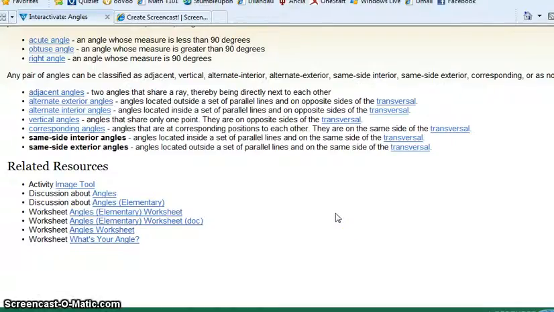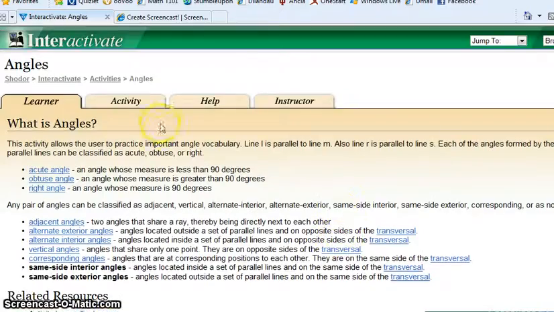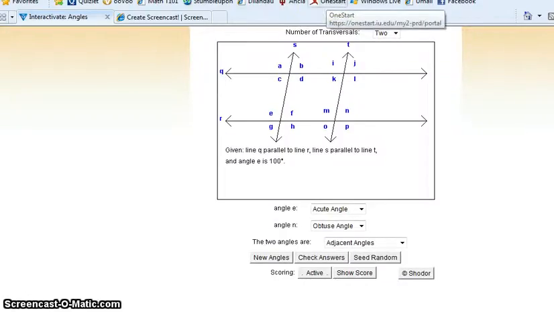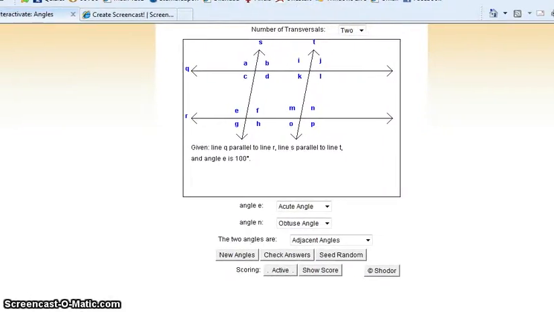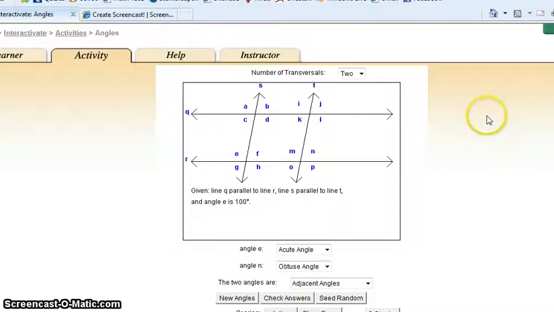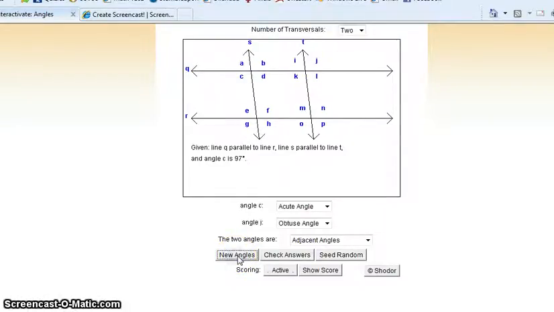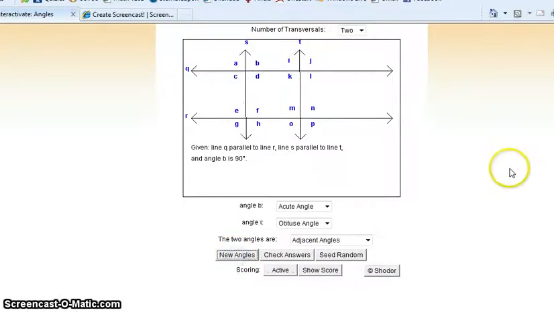Next, I would like for all of you guys to follow up this reading by going to the activity tab, which, if you look, it's just the second tab right here. And for this, I just want you guys to basically just do the activity, and I want you guys to practice your angles and see what they look like for different problems. There's tons of things that you can do. New angles is right down here in this button, and it'll switch it up for you and give you different problems to look at.